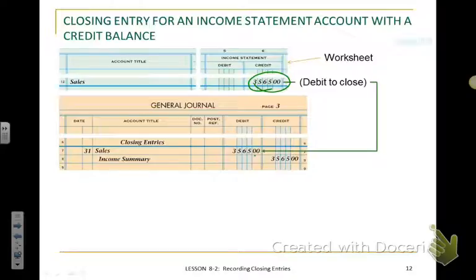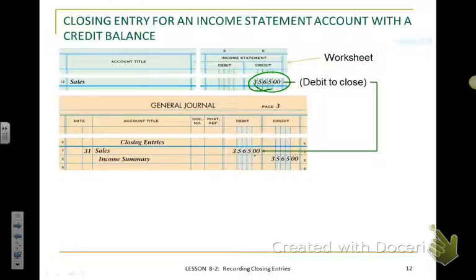This is on page 3 of our journal, and we're going to start out by putting a little heading that says these are our closing entries. So those are the pieces: write the heading, write the date, write the title of the debit, write the title of the credit, and the amounts.